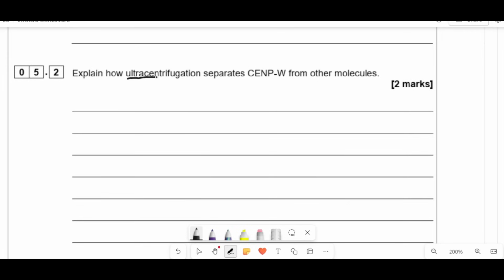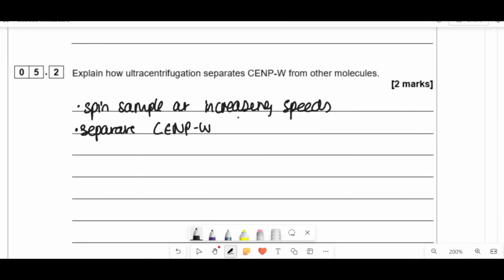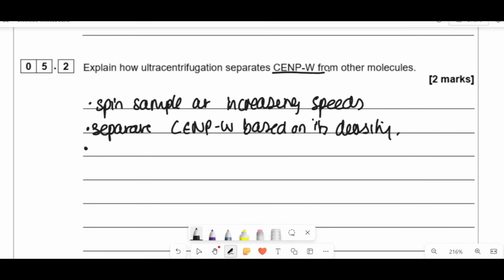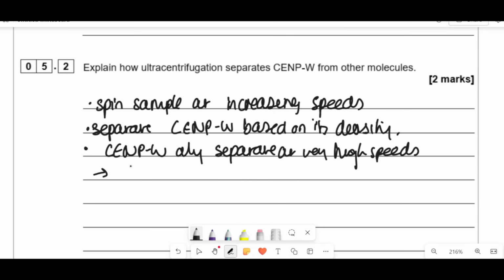So now it says, explain how ultracentrifugation separates this from other molecules. So here, this is a protein. Ultracentrifugation is where we're spinning loads and loads of things and then separating them based on density. So what you're going to do is spin the sample at increasing speeds, making them faster and faster, and you separate the CENPW based on its density or mass. But we're not done though, because this is a protein and it wants it from other molecules. So CENPW would only separate at very high speeds because it's not very dense. That's why.